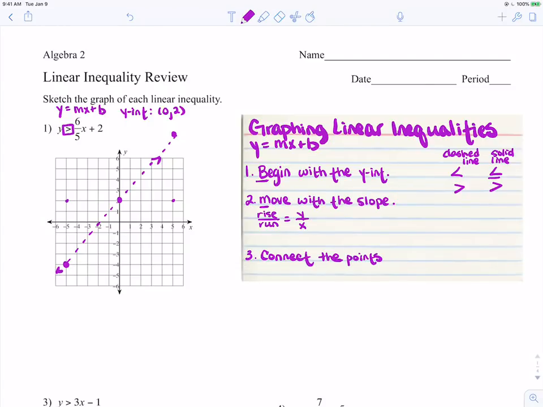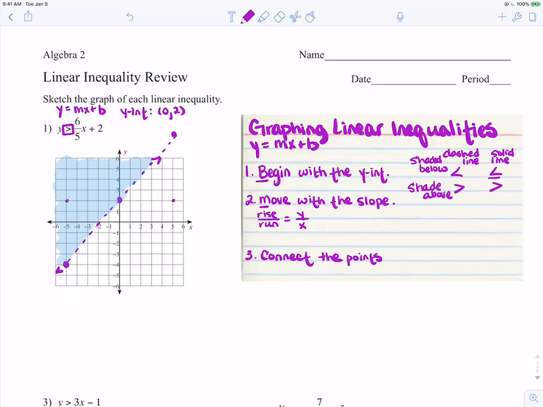And then since y is greater than, it will be shaded above the line as opposed to less than, which will be shaded below the line. This is a greater than symbol, so it will be shaded above the line.